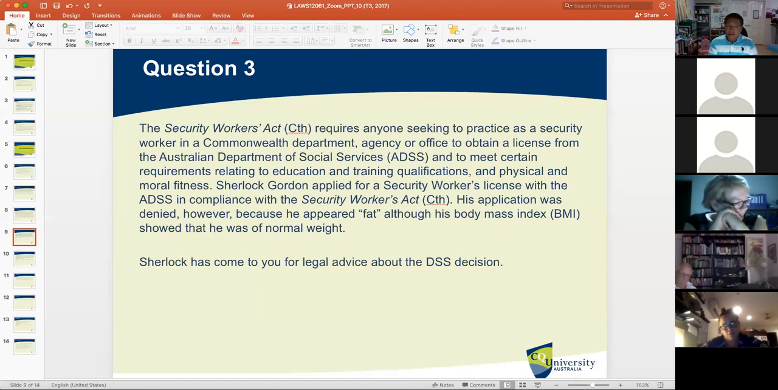And I would think that the court is likely to issue a declaration that the applicant, Sherlock Gordon, is entitled to a license. Now, the advantage of the declaration is that not only would the decision not to grant the license be quashed, but because there is now a declaration coming from the court that he is actually entitled to a license, the decision maker is likely to issue a license in accordance with the finding or the declaration made by the court.